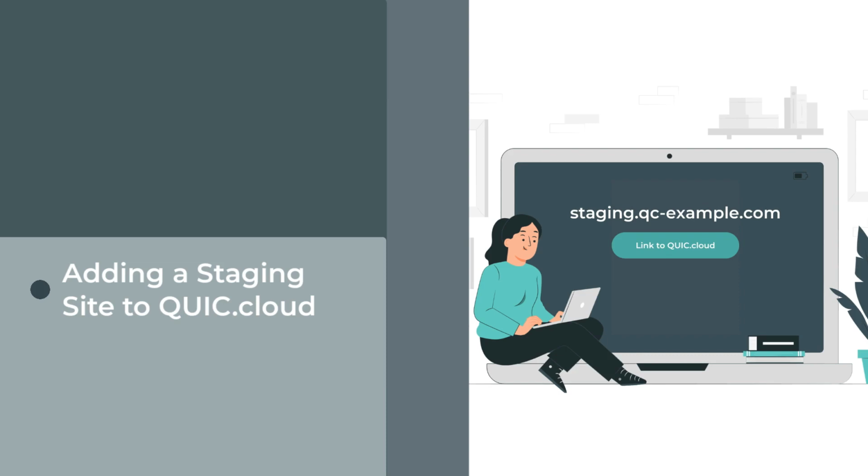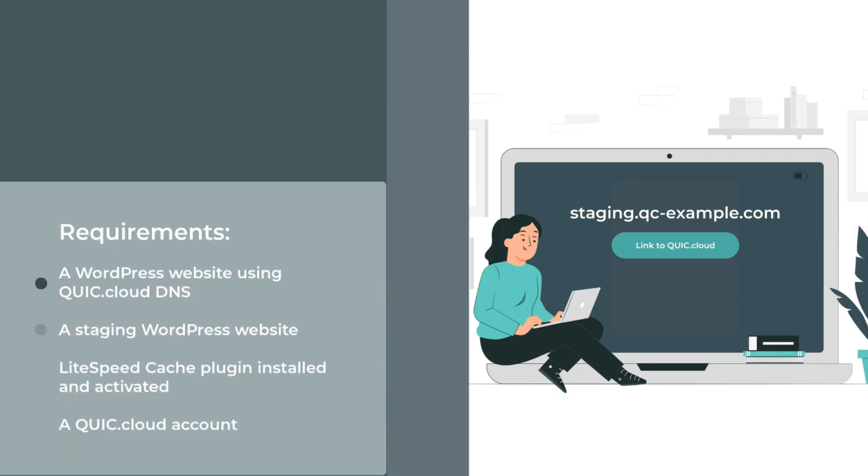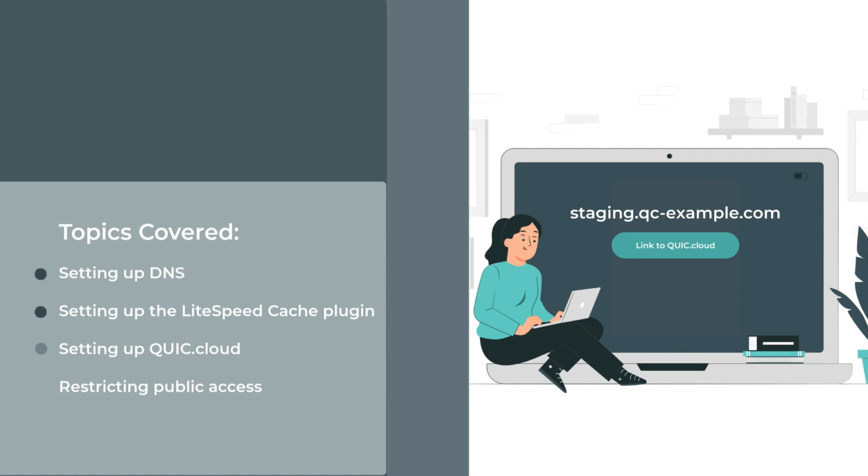If you'd like to follow along with this video, you will need the following: a WordPress website using QUIC.cloud DNS, a staging WordPress website that has been cloned from your main site, the LiteSpeed Cache plugin installed and activated on both sides, and a QUIC.cloud account. We'll cover 4 main topics: setting up DNS for the staging domain, setting up the LiteSpeed Cache plugin, setting up QUIC.cloud CDN, and restricting public access to your staging site.